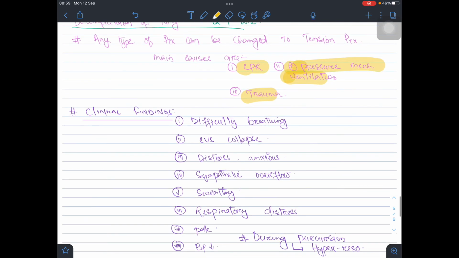Okay, clinical findings. What are the clinical findings? What type of patient will appear in front of us with tension pneumothorax? It can be a patient with difficulty in breathing. You all know one lung is already collapsed, lots of air is trapped in the cavity. Cardiovascular system collapse, distress, and an anxious patient will be seen. Heavy sympathetic overflow will be seen in the patient. Sweating will be there with the respiratory distress.